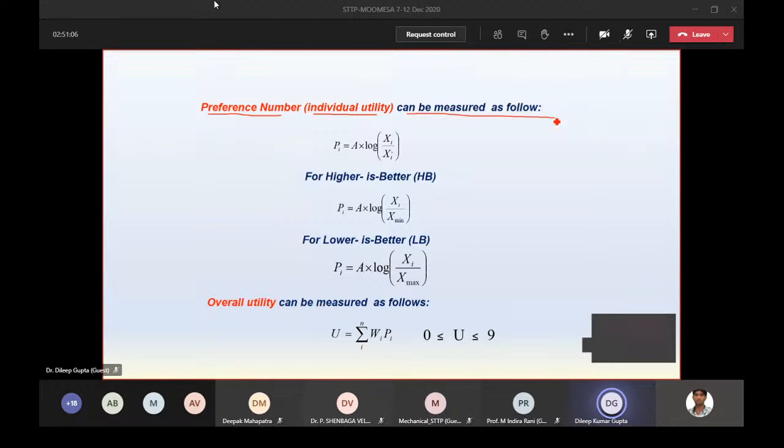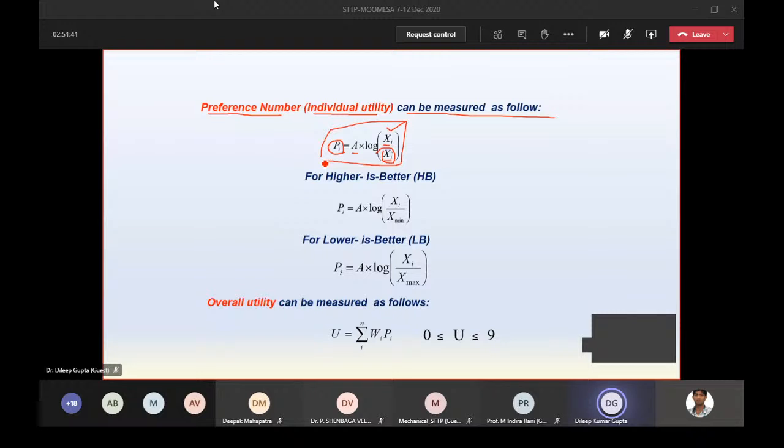Now, how to calculate the individual utility? Individual utility is given as Pi or preference number is equal to A log of xi divided by xi dash, where xi is the actual value from the table, from the actual data, divided by xi dash, the just acceptable value on that particular condition, right? So you will find out the value of Pi for each individual case, and this Pi will give the normalized table. You can say in a different form.